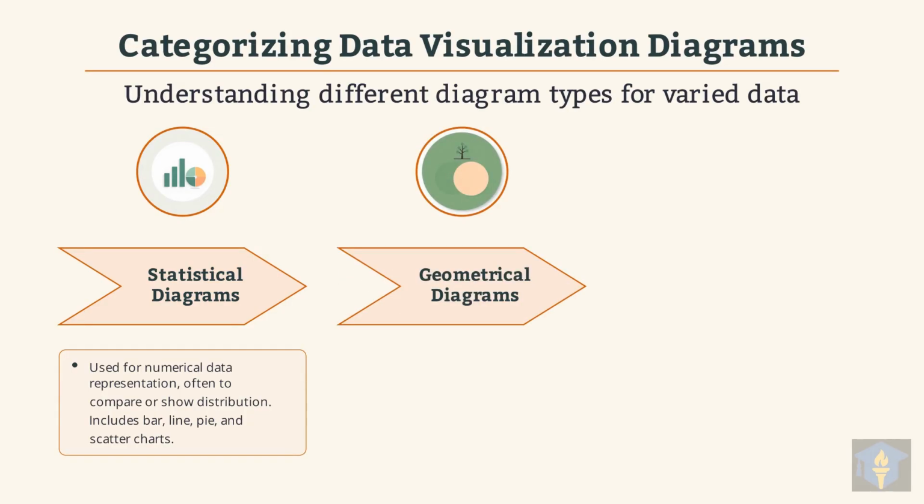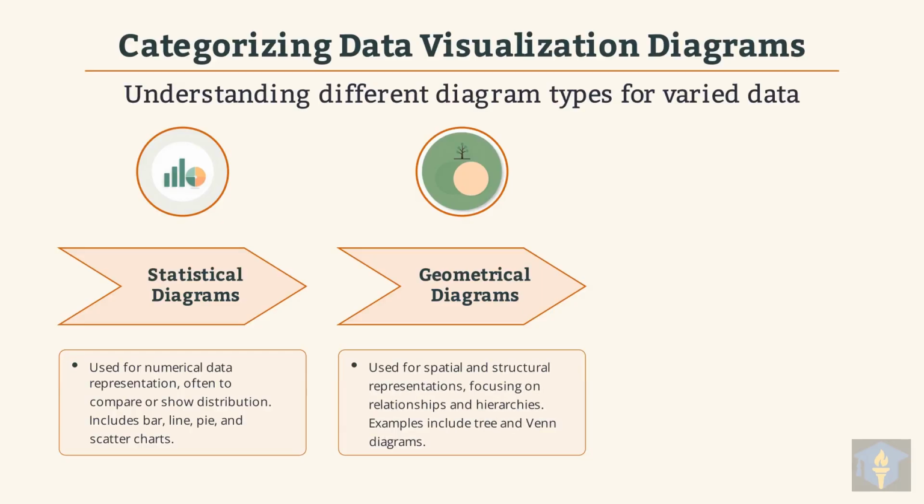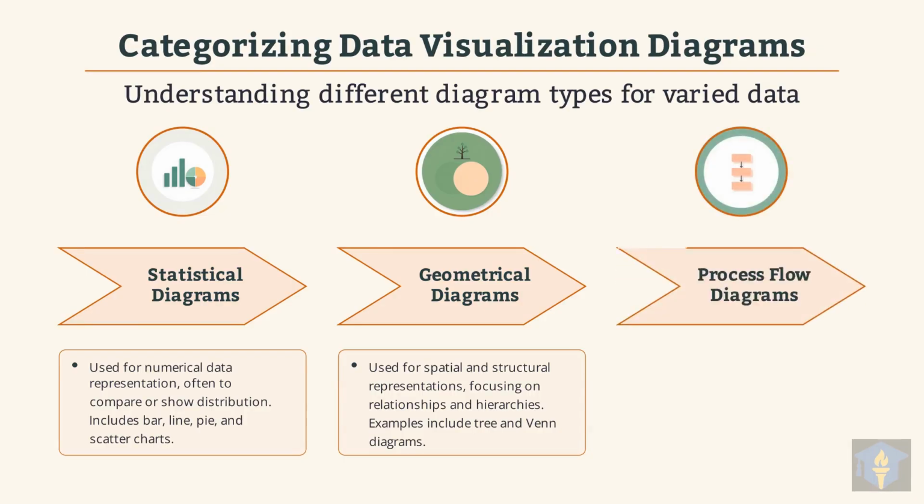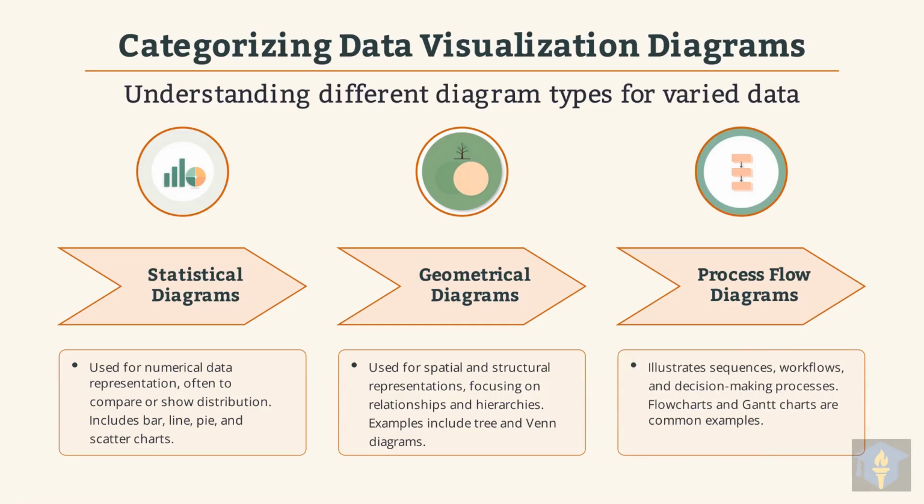Next are geometrical diagrams, focusing on spatial and structural relationships. These diagrams are used for spatial and structural representations, focusing on relationships and hierarchies, such as tree and Venn diagrams. Lastly, we have process flow diagrams, which illustrate sequences and workflows. These illustrate sequences, workflows, and decision-making processes, with flowcharts and Gantt charts being common examples.